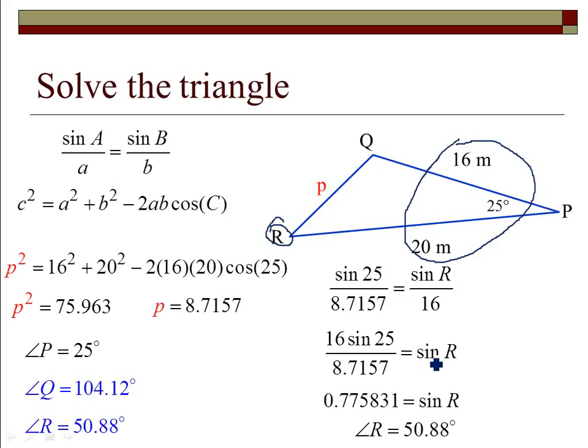For my sides, well, Q and R were given. And therefore, the one I had to solve for was side P, and now I'm ready to round it. So now I'm going to round it to 8.72 meters.